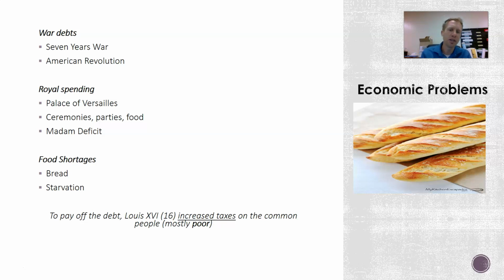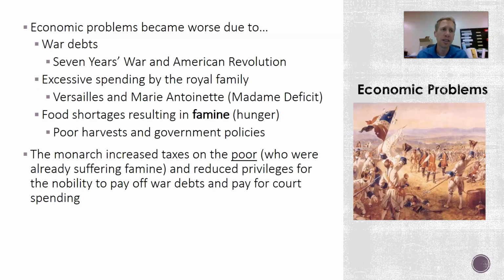Louis decides to settle this by increasing the taxes on the common people, mostly the poor, who did not have money to pay for taxes in the first place. They didn't have money to pay for food. So the economic problems are going to become worse.